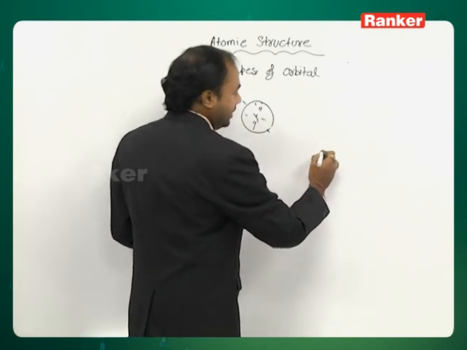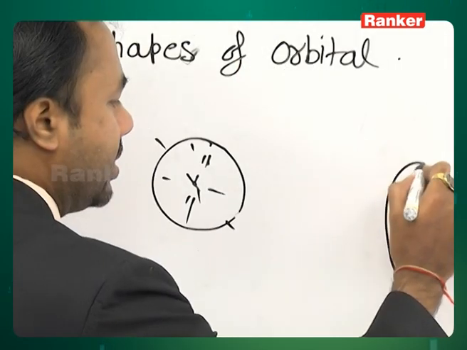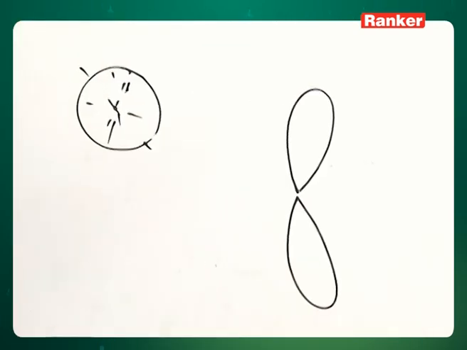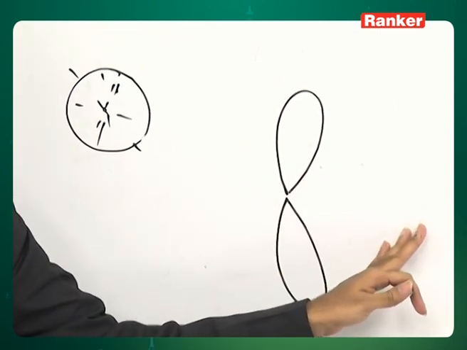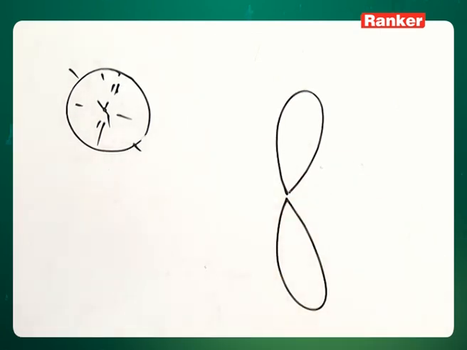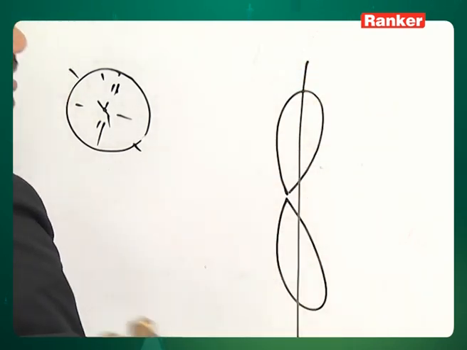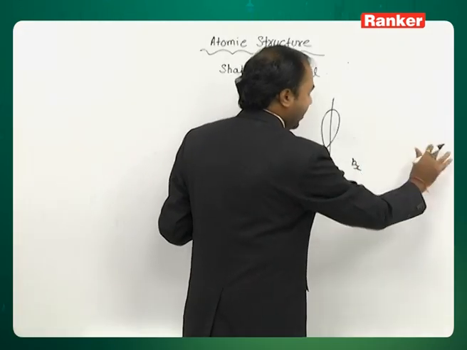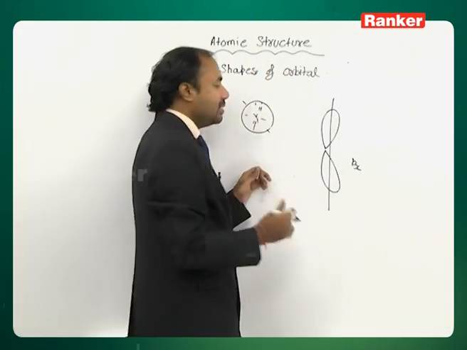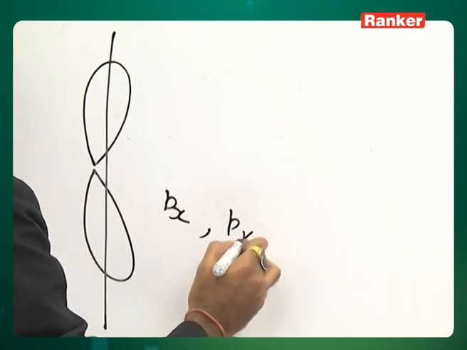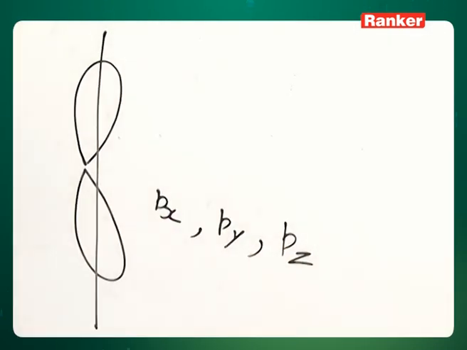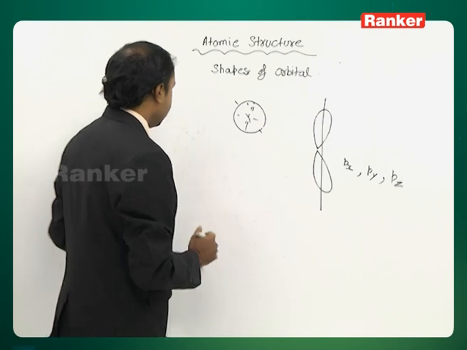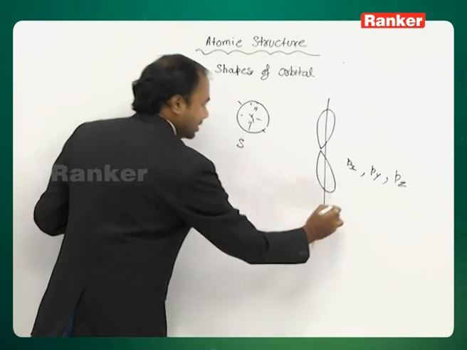P orbitals, on the other hand, are said to be dumbbell shaped, like this. We say this is the p orbital. Now, as you know, just as we have shown here, there will be 3 p orbitals, and they are named as px, if this is the x-axis, then this becomes px, py, which will lie along the y-axis, and pz. We will have 3 p orbitals, px, py, and pz, like this. Okay. Now, next d orbitals. This is s, this is p.